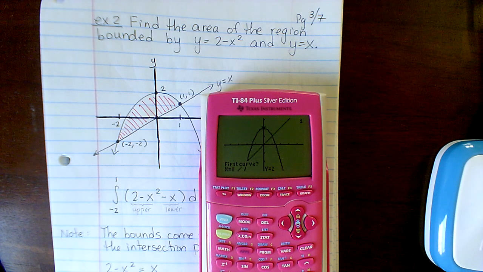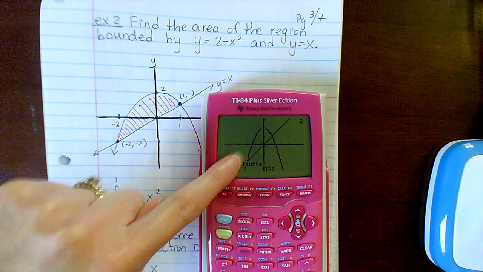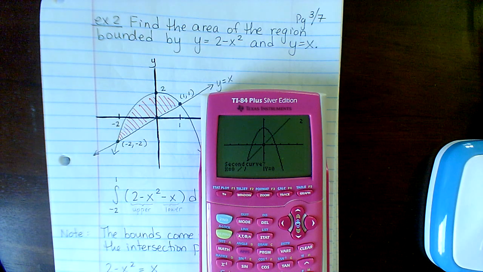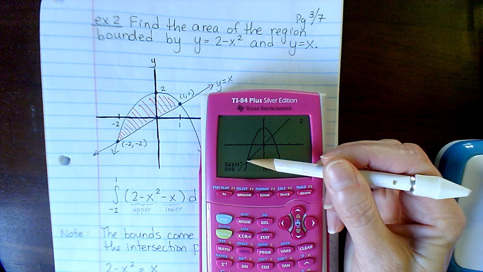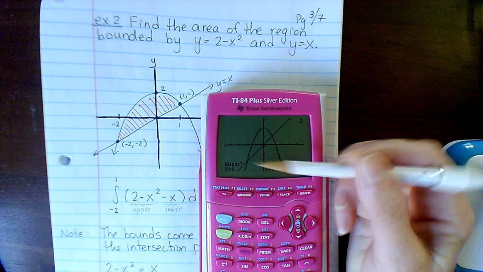So this one, I'm just going to hit enter. Yep, that's my first curve. It's all blinky blinky on this straight line, y equals x. Yep, that's my second curve, so I hit enter. Now, it asks me for a guess. So it's asking me, hey, get me somewhere in that vicinity.